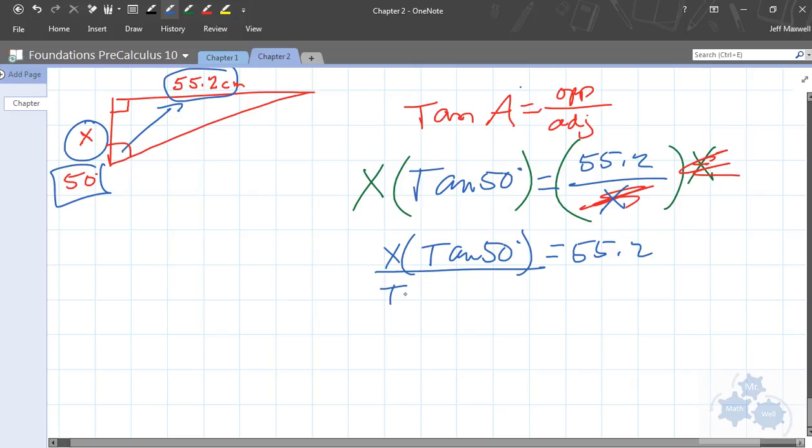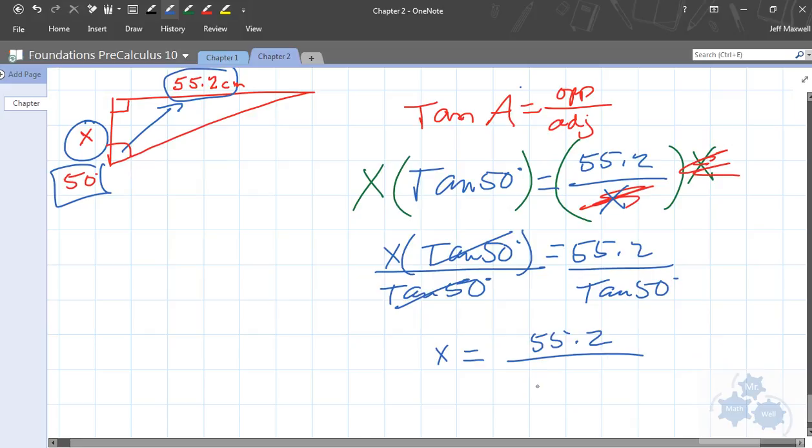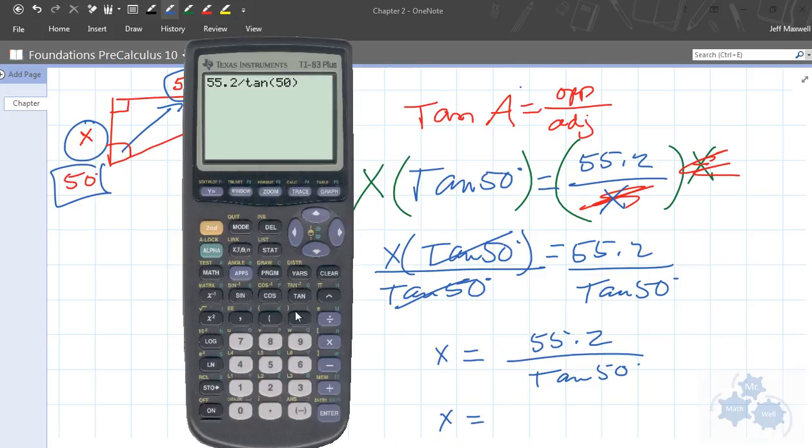Divide by tan of 50, because this is what you want to get rid of here. What you do to one side, you have to do to the other. So x is going to equal 55.2 divided by tan of 50. Then once you get to this point, you can just do that on your calculator and get an answer.